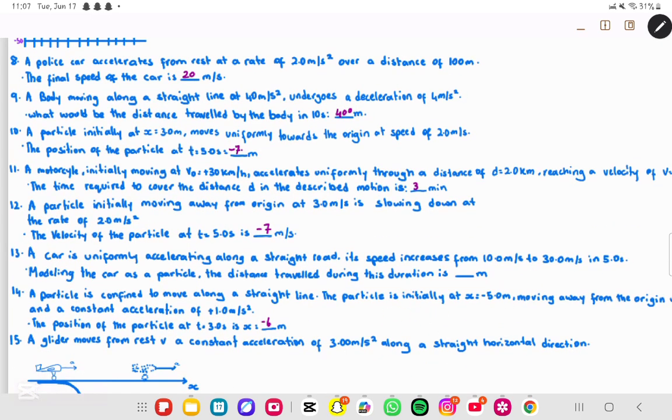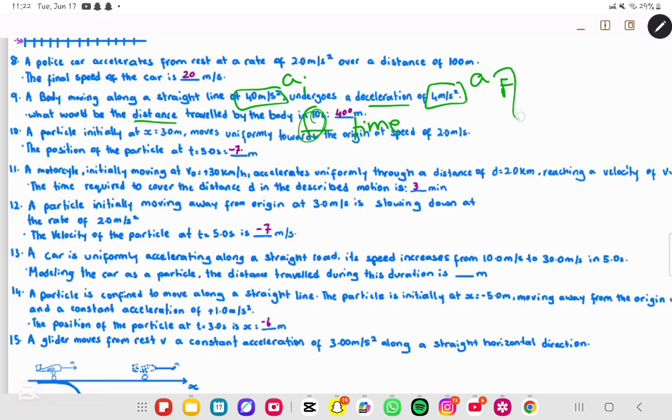What does it say? It says a body moving along a straight line at 40 meters per second squared. This is the acceleration. Undergoes a deceleration of 4 meters per second squared. This is acceleration initial, acceleration final. What would be the distance traveled by the body in 10 seconds? So we have the time. We have acceleration initial and acceleration final. They want the distance traveled by the body in 10 seconds.